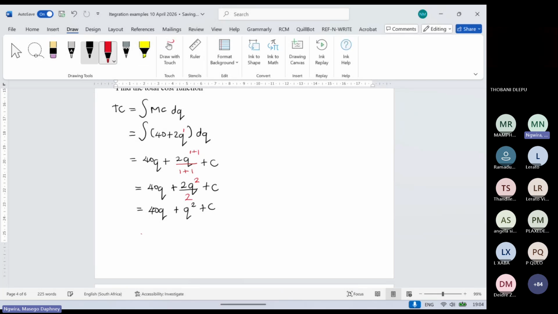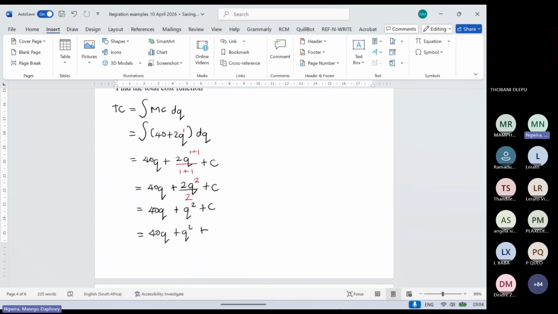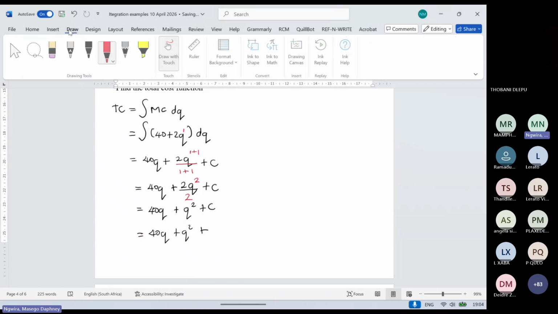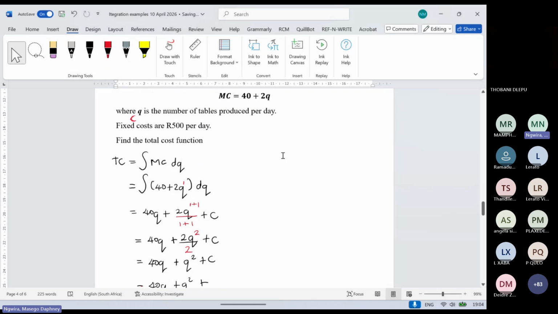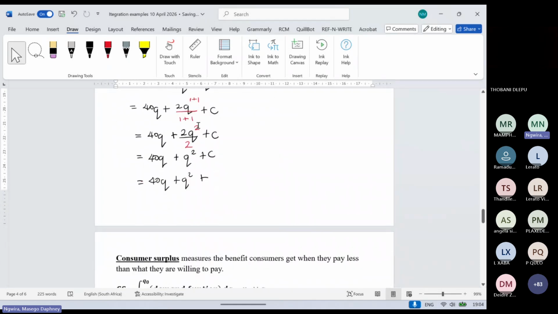So this is equals to 40q, then plus q squared, and then plus C. So you can write it in order if you want. Your C is what? We said C is 500. So this will be 500.